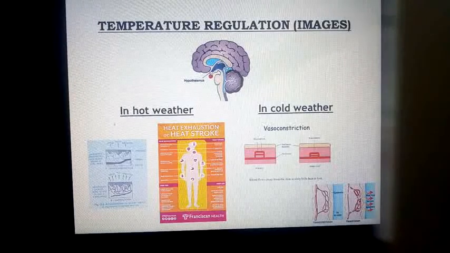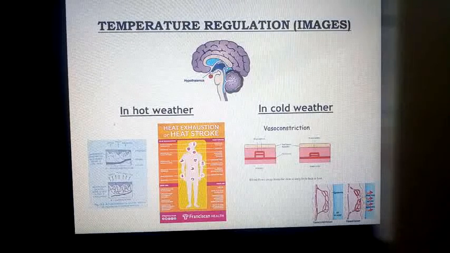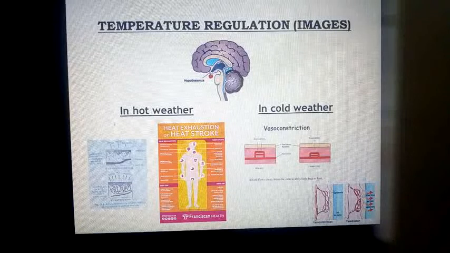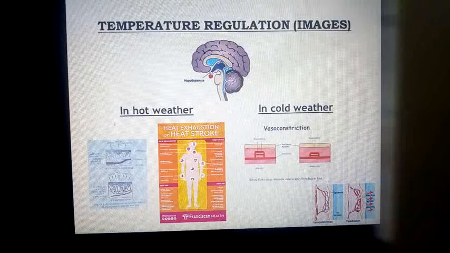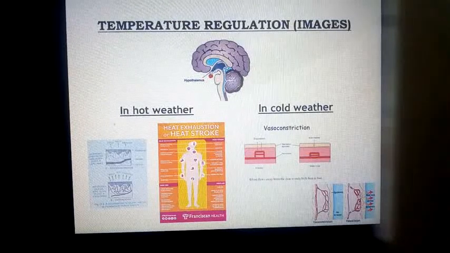Right, now you can see temperature regulation, how it happens in the hot weather and in cold weather. See how the blood vessels narrow in vasoconstriction. There is vasodilation. In that picture you can see the blood vessels are all broader. They got dilated. Got it, children?